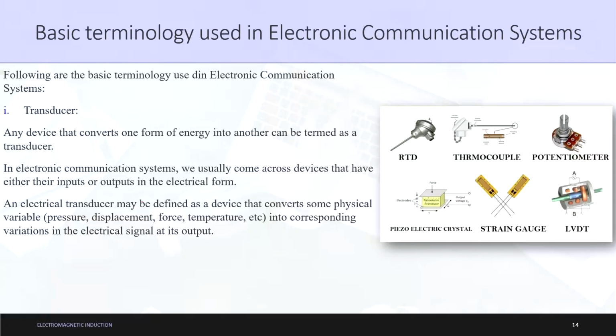Next, an electrical transducer may be defined as a device that converts some physical variable into a corresponding variation in the electrical signal as its output. What is a physical variable? It can be pressure, displacement, force, temperature, etc. So, every time it is not only a voice signal that will come. Sometimes people use pressure devices.